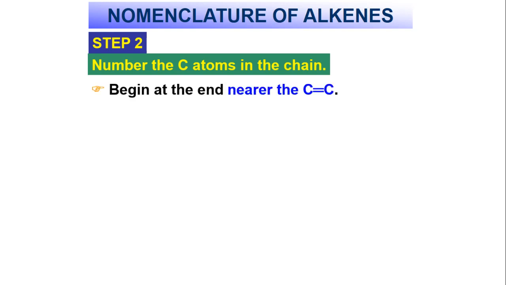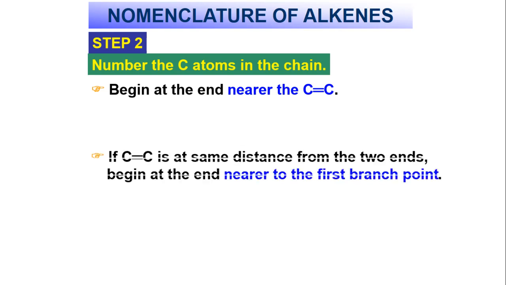You need to begin at the end nearer to the what? To the C=C double bond. So you need to start from the end which is nearer to the double bond. If the double bond is at the same distance from the two ends, begin at the end nearer to the first branch point.